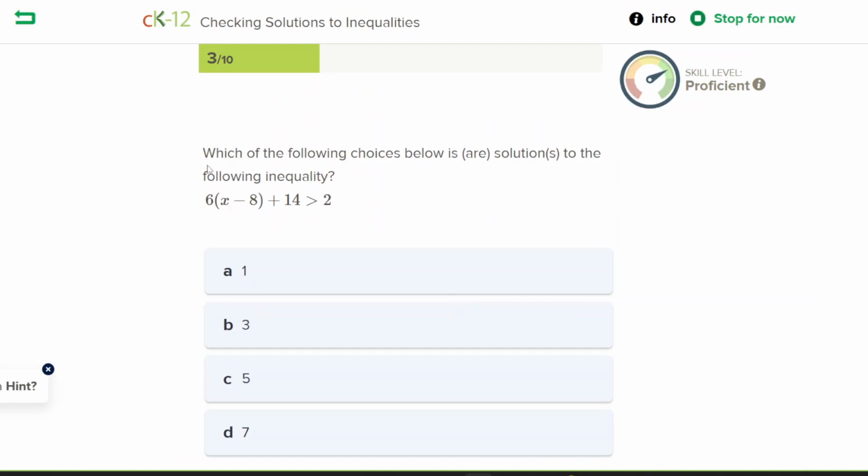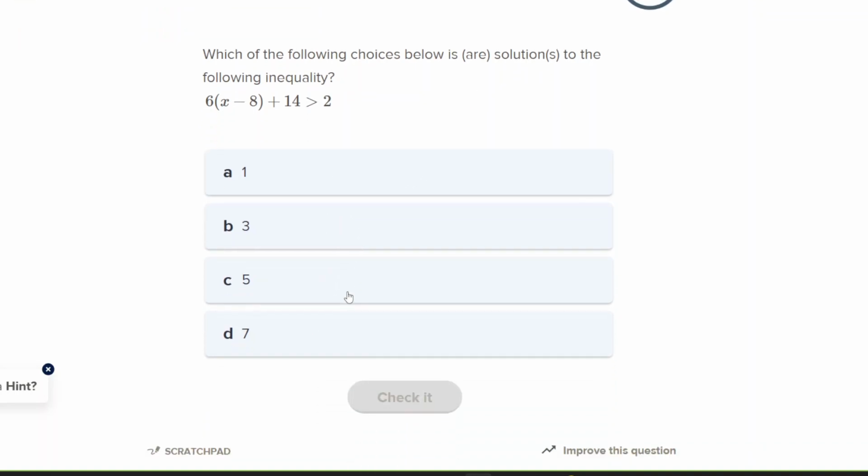Right, so once again, which of the following choices below is or are solutions to the following inequality? Hey, so you see in parentheses here, they got "are" or "is". So there may be more than one. Right, there may be more than one. So we're checking 1, 3, 5, and 7.